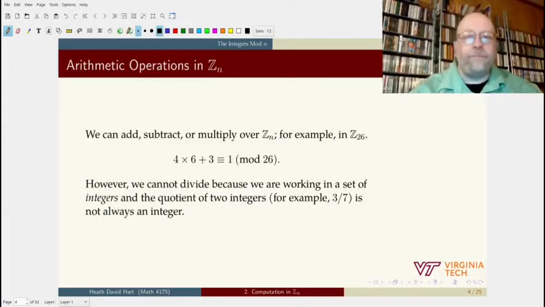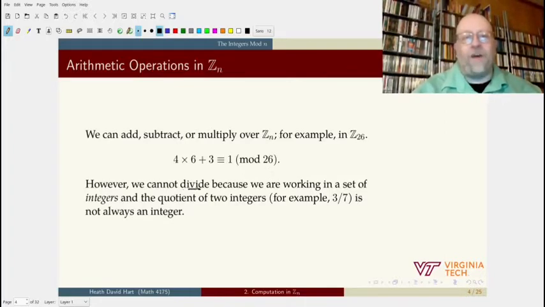All right. So we can add, subtract, or multiply over Z mod N. For example, in Z mod 26, 4 times 6 is 24. 24 plus 3 is 27. 27 and 1 are in the same column, so that they're equivalent mod 26.